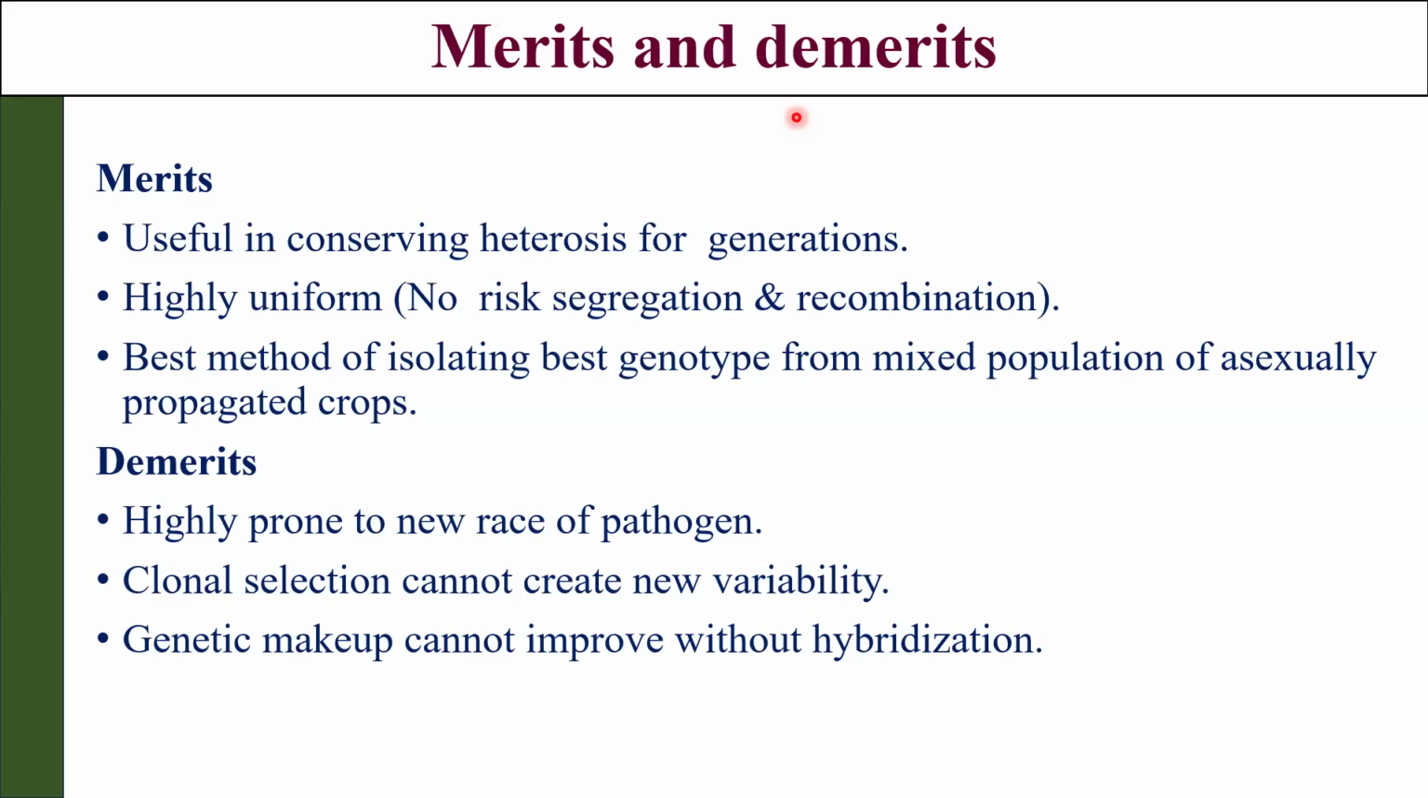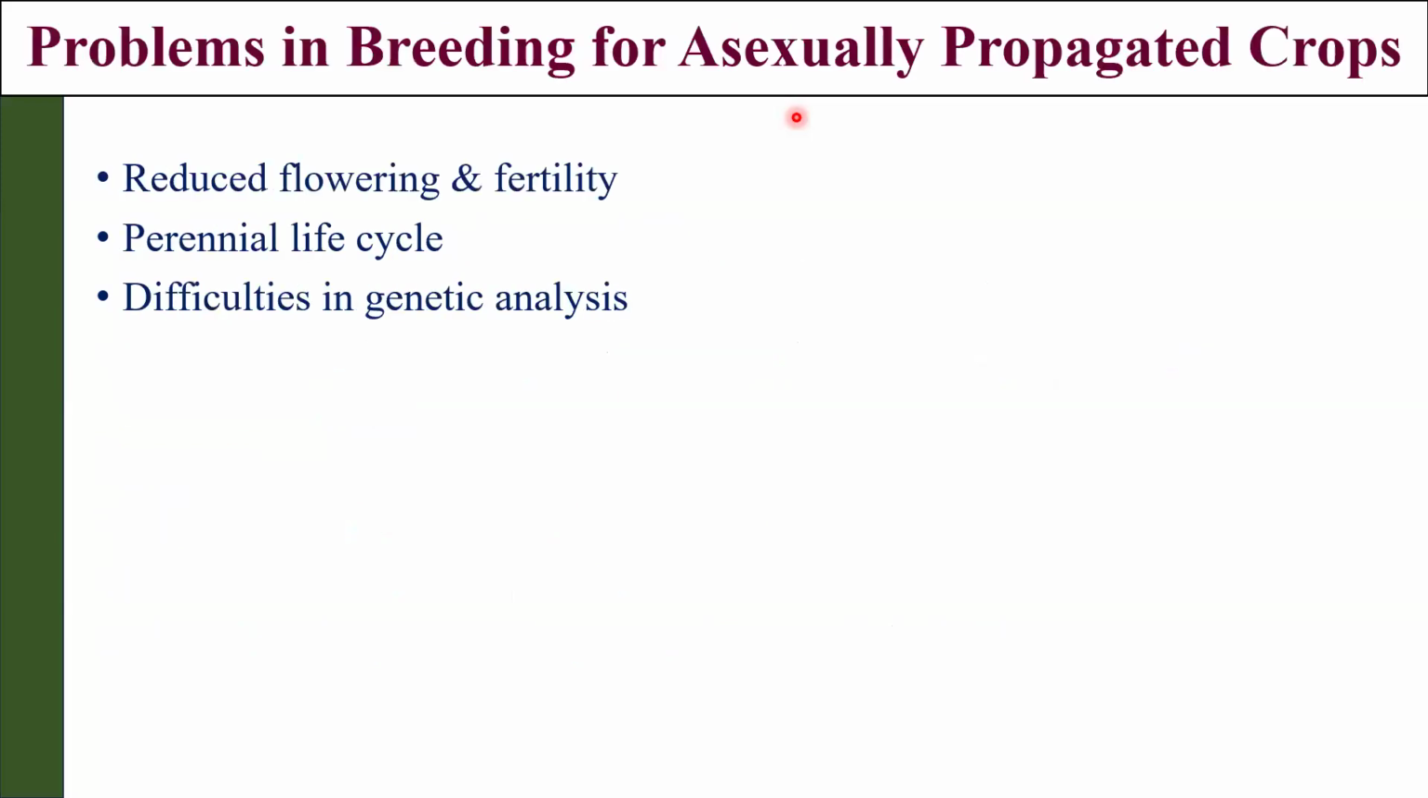Normally it is an asexually propagated crop. It does not go through meiosis. That's why there is no segregation or recombination. Then what are the problems while breeding clonally propagated crops? There is no flowering, so crossing is very, very difficult. To do hybridization, if no superior clones are available, it becomes a very tedious task.